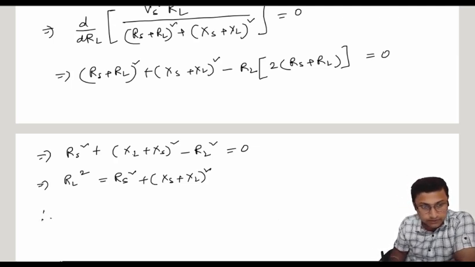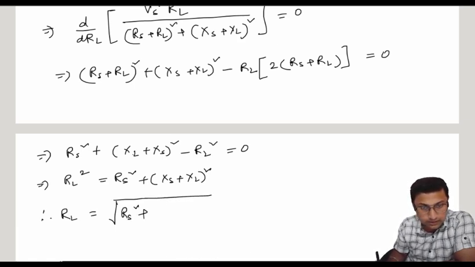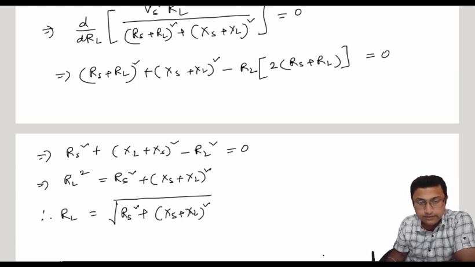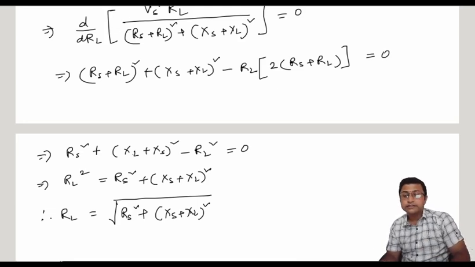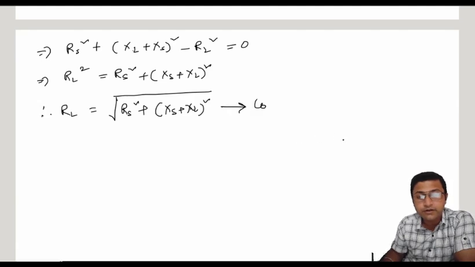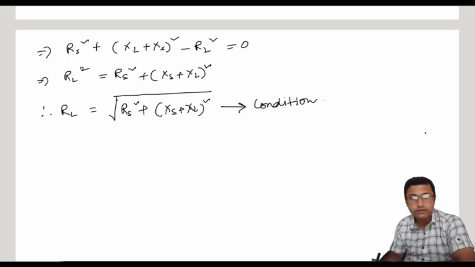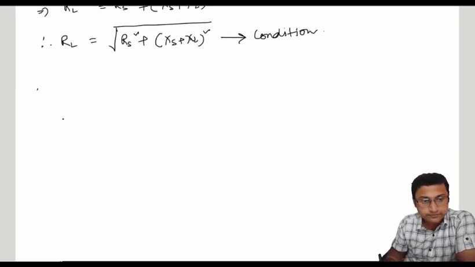So now your RL, that is load resistance, will be the square root of Rs square plus (XS plus XL) whole square. So this is the condition for maximum power transfer when the load resistance is variable but the load reactance is fixed. So this is the condition for the second case.